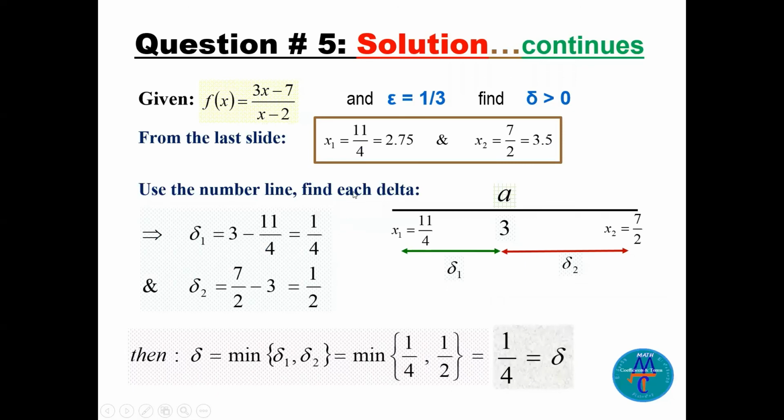We can, on the number line, write them here around a equals 3. So delta 1 will be 3 minus 11 over 4, which is 1 over 4. And delta 2 is 7 over 2 minus 3, which is half. So for delta, we can choose the minimum of delta 1 and delta 2, and delta we can choose as 1 over 4.